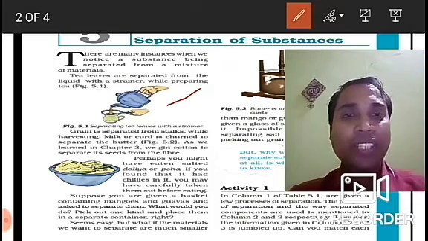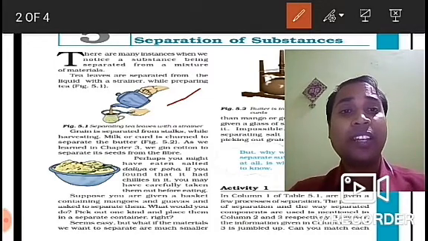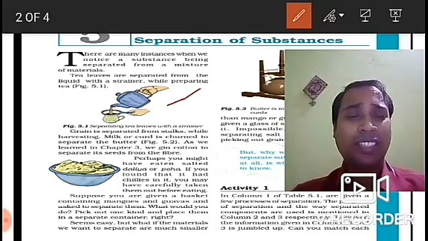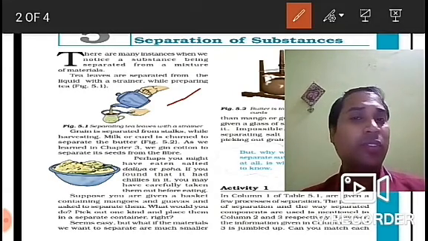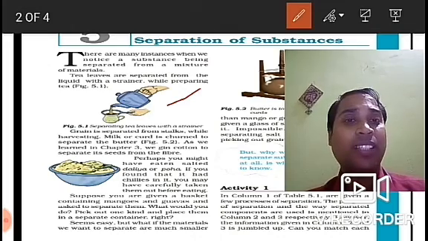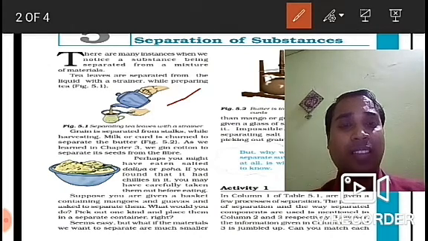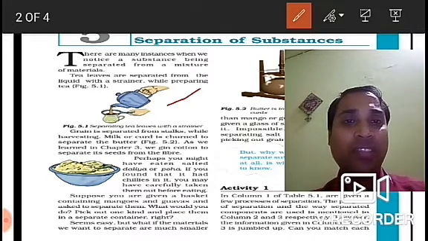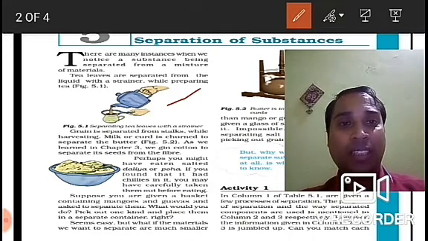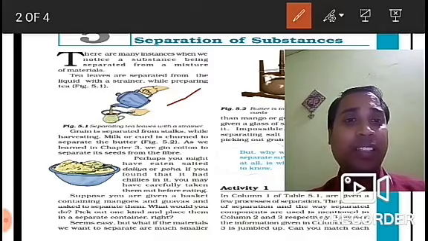Then the farmers, they separate the grain from the stalks with different methods, mostly using threshing. So they used to beat it on hard objects, and then the grains along with the husk come out from the stalks. So this is separation of grains from the stalks. While harvesting, this method is generally used.